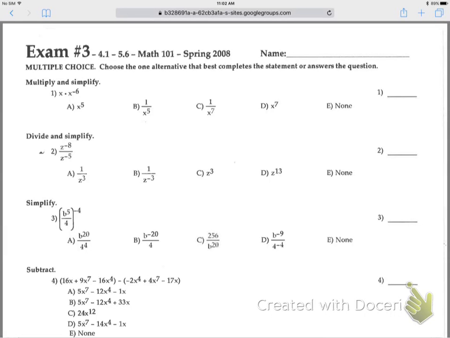Okay, so let's try number 1 then. This is exactly what the real exam will be like. Different numbers. So x times x to the minus 6. Everybody got an answer? B.